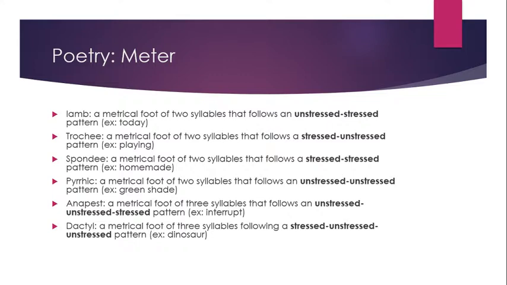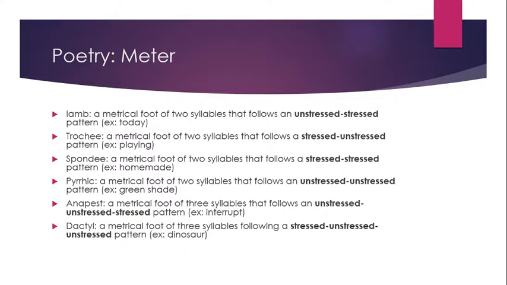So when we think about those different types of feet, an iamb is a metrical foot of 2 syllables, and it follows an unstressed, stressed pattern, like today. The to part, when we pronounce that, is not stressed, and day is stressed. Trochee is also 2 syllables, and it follows a stressed, unstressed pattern, the opposite. So playing, play being the stressed syllable, ing being the unstressed syllable.